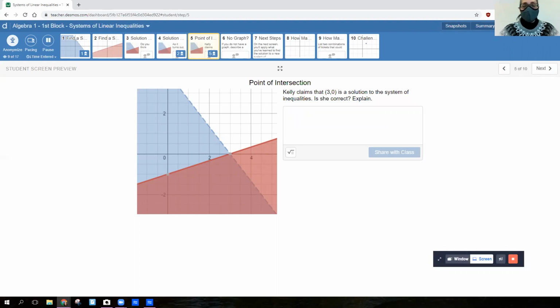This is a good one to ask. We talked about this. I just said something about this a few minutes ago. So is (3, 0) a solution to this system? Go ahead and type your answer.